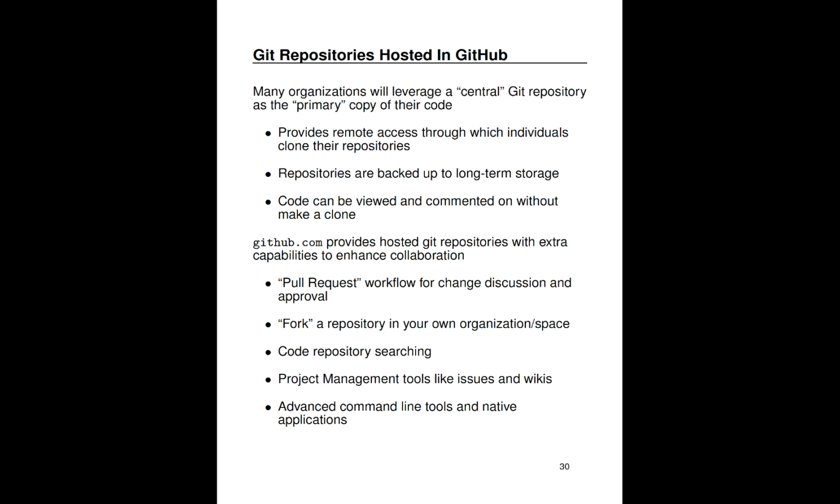GitHub also allows you to what's called fork a repository into your own organization or personal space. So maybe there's a repository out there that you want to start experimenting with, and so you can make basically your own copy of it in GitHub, which then you can clone locally and work with. GitHub also has the ability to search for information in repositories, and also has some tools for doing project management. Things like having a wiki where you can capture documentation. You can have issues for managing requests for change and other work, things like that.